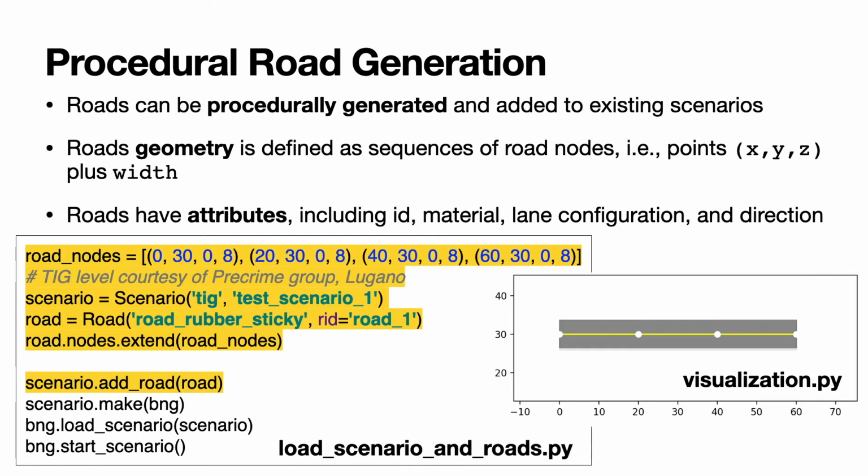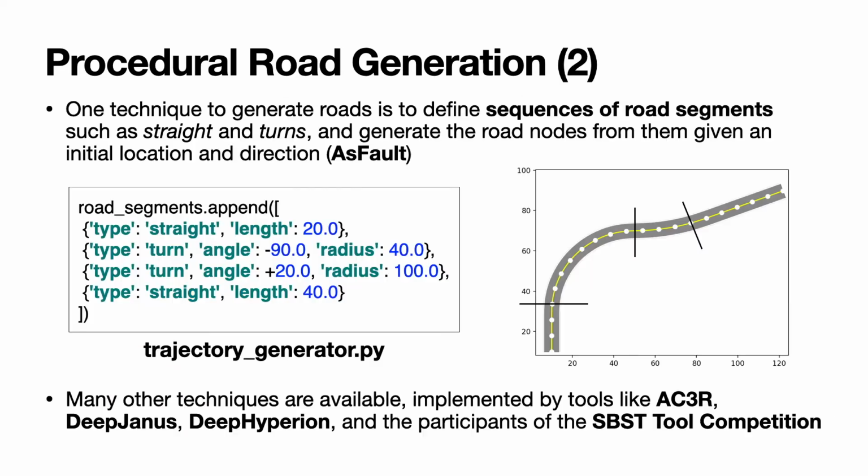This code is available on GitHub under load scenario and roads.py, and the code that visualizes the road is under the module visualization.py. As you can see here, the road is made of 4 nodes. Each node defines the same width, and because the nodes form a straight line, we obtain a straight segment in the simulator. After we define the road and add it to the scenario, we make the scenario, load it into the simulator, and start it.